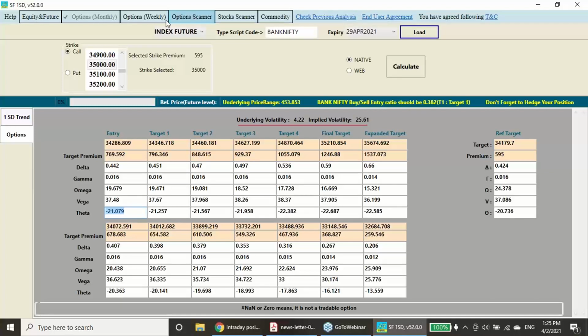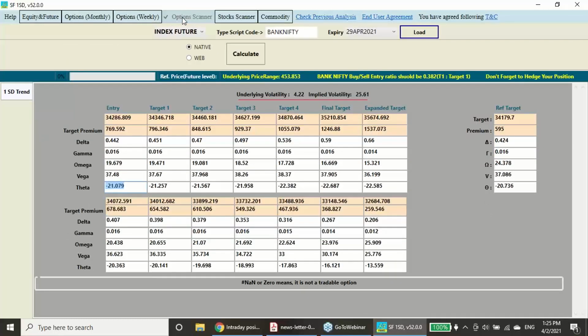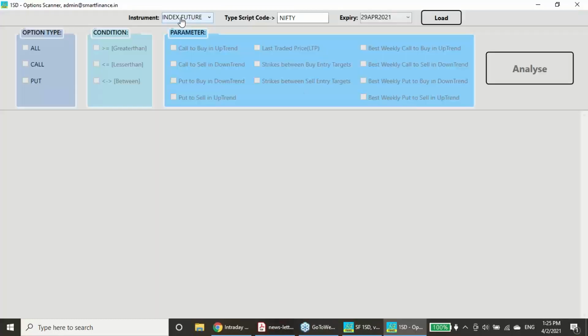In the same way, weekly options also you can trade. We have also added an option scanner. It will give you the best call options to buy and the best put options to buy for a weekly or intraday basis. That scanner also you can utilize. So this particular software has a lot of features.